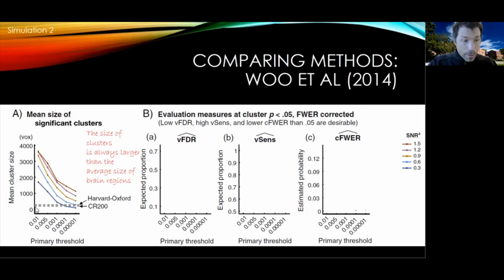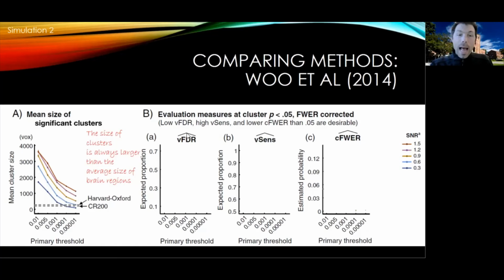In fact, for reference, they put these dashed lines which represent the average size of the anatomical regions within the Harvard-Oxford Atlas and within the Craddock 200 Atlas, which are fairly reasonable segmentations of the human brain. So we get clusters of these giant sizes, but the anatomically and functionally meaningful sizes are probably closer to here. Unless we have this particular signal to noise ratio and these really high, really conservative thresholds, we almost always get clusters that span multiple areas.